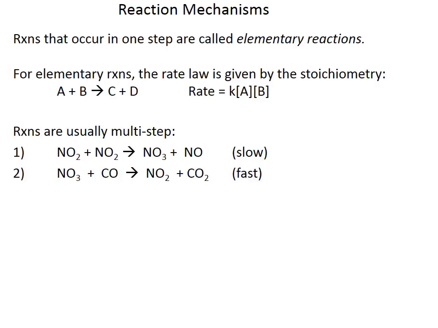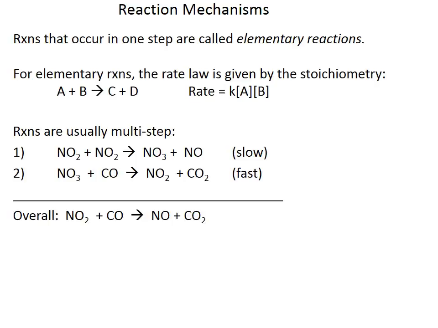So again, if we look at the overall reaction, then we put a line here, we cross off anything that's on the left and the right, and that leaves us with NO2 plus CO react to form NO and CO2. NO3 is defined as an intermediate in this reaction. An intermediate is a molecule that is created in an early step but is consumed in a later step. So you don't actually see it in the overall reaction.